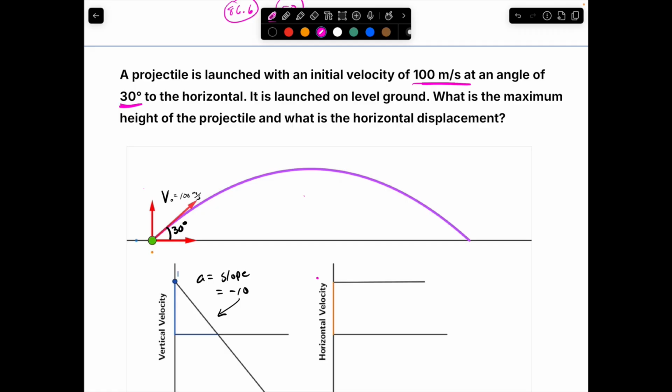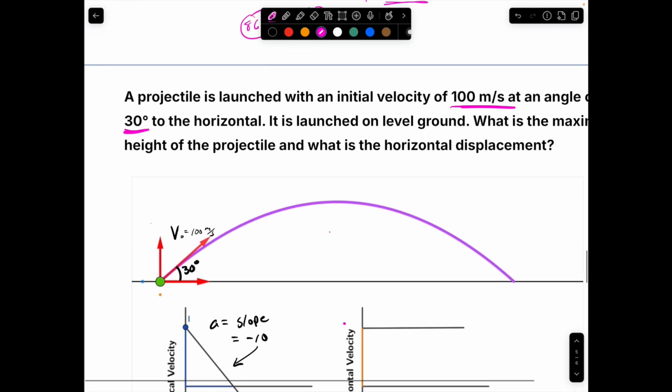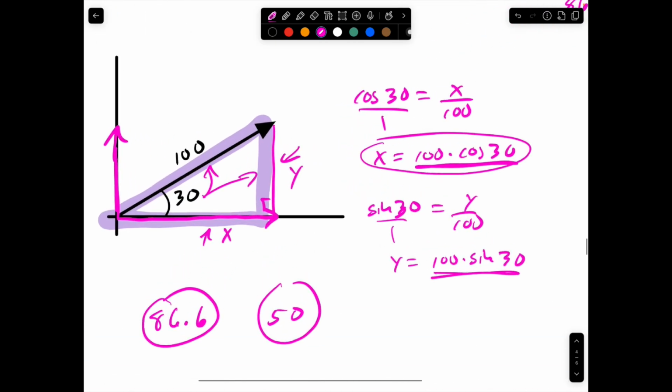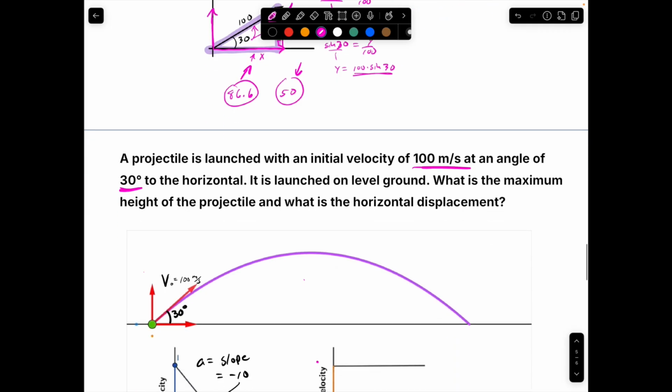So the first thing we have to do is break up this vector. But I didn't waste our time when we did this earlier. This part right here, we've already done it. Here's our vector that was 100 at an angle of 30. In this case, it's 100 meters per second, but that doesn't matter. It's just the amount. And we figured out when we did this that the y component was 50. That was right here. And the x component was 86.6. So rather than reinvent the wheel, if you need to see that again, just go back and watch that section.